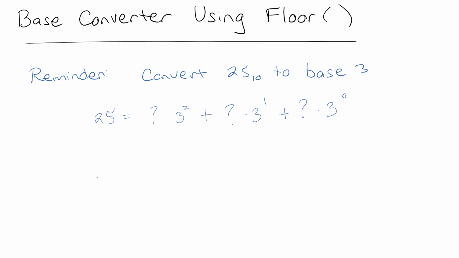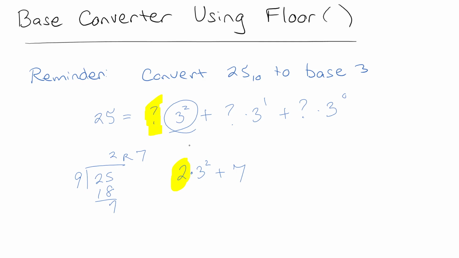So the first thing I'm going to do is take 25 and divide it by 3 squared, which is 9. I get 2 with a remainder of 7. So that means that 25 is equal to 2 times 3 squared with a remainder of 7. So this 2 goes right here, instead of this question mark, I now have a 2.